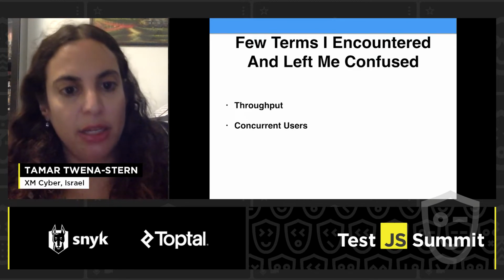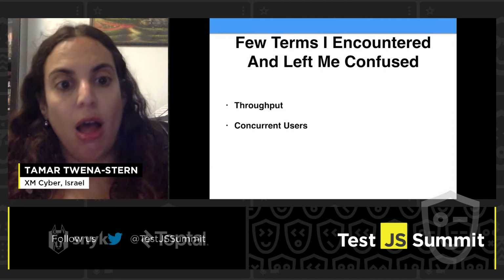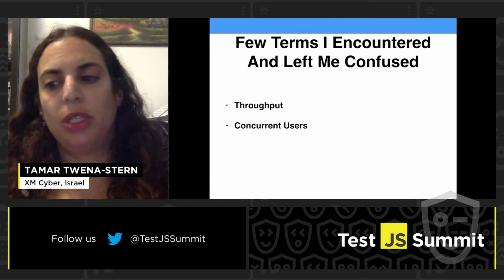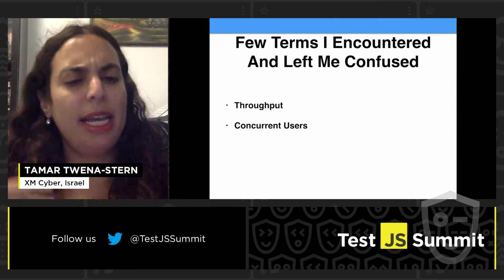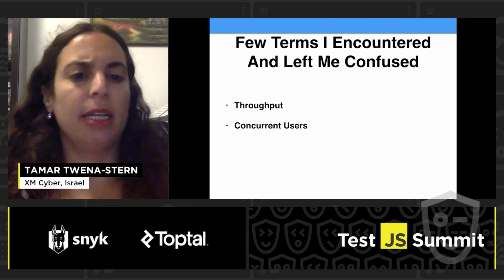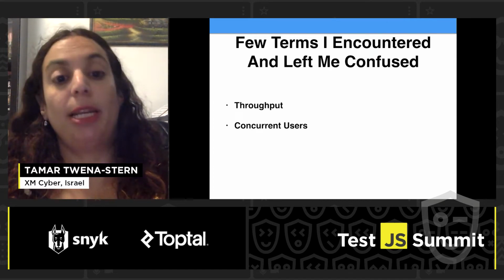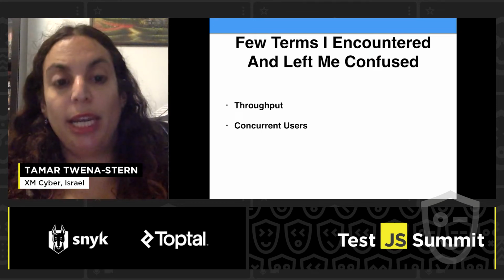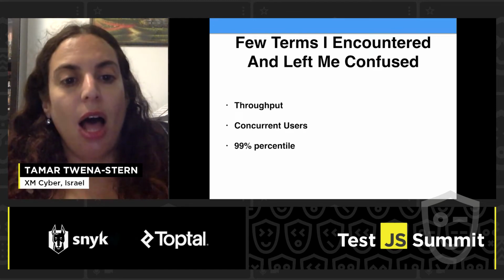In addition to that, concurrent users. How would that affect my scale? What is it? I mean, what are concurrent users? What does that mean? What is that measurement? How do I simulate that? What is the difference between that and HTTP pipelining?